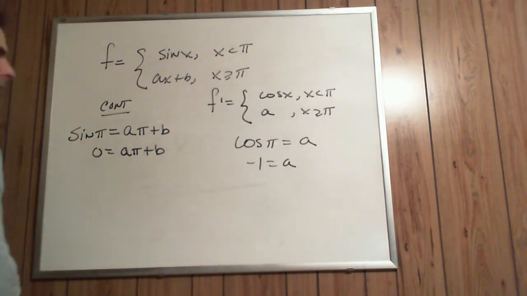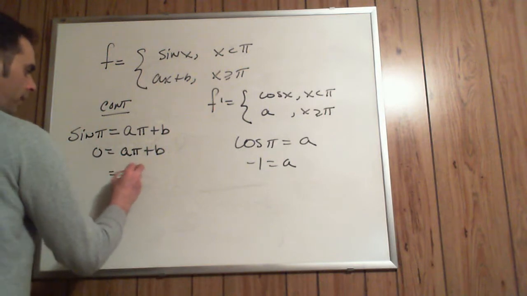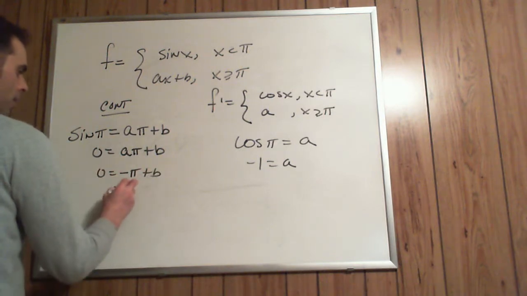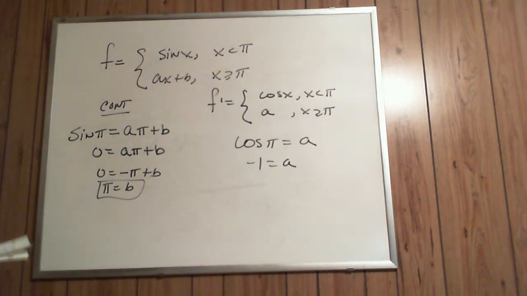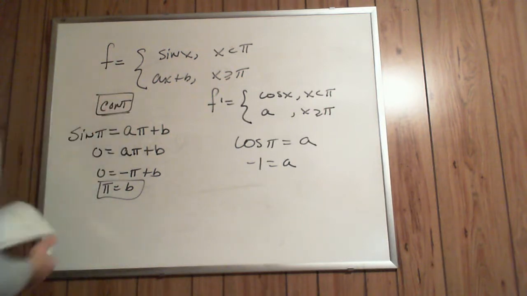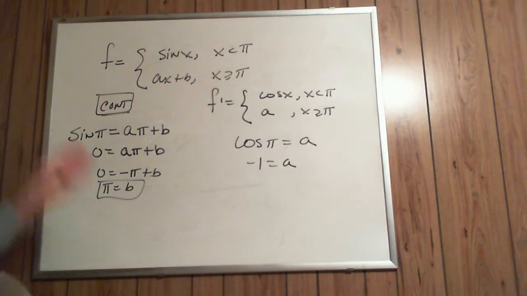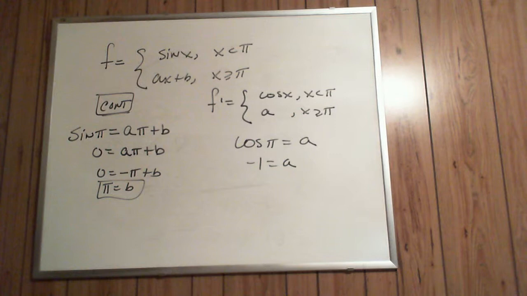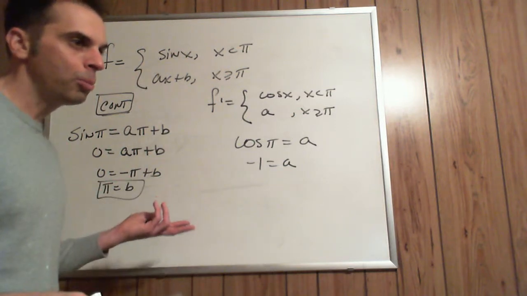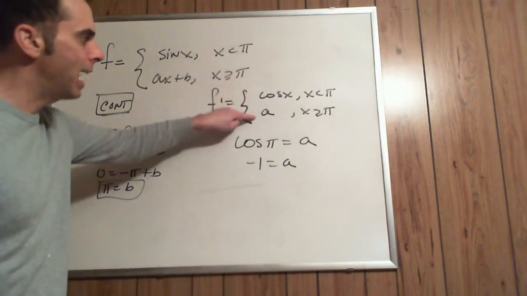So then if a is -1, negative pi plus b, add pi, b comes out to be pi. So again, in handling this problem, you're asked again to find the values of a and b so that f is continuous and differentiable. Two parts. Continuity, take the limit from the right and the left of pi in this case, and then do the derivative part because you want the slopes to be equal from both the left and the right.